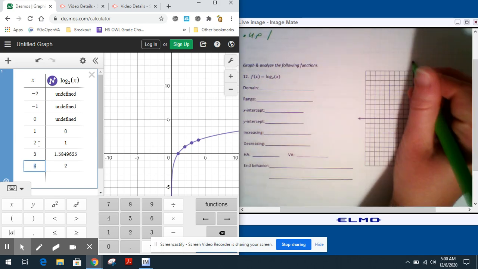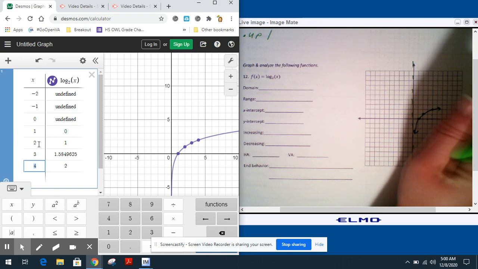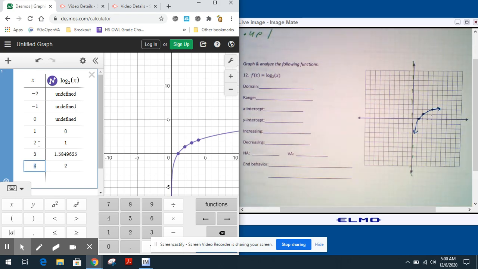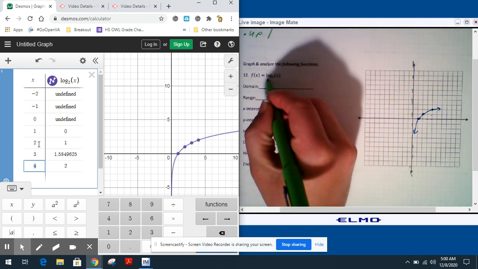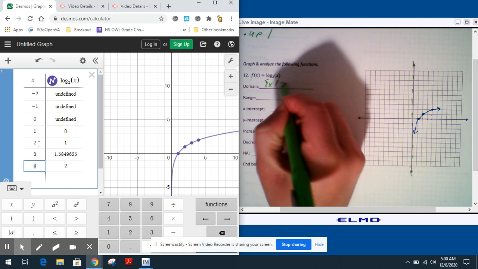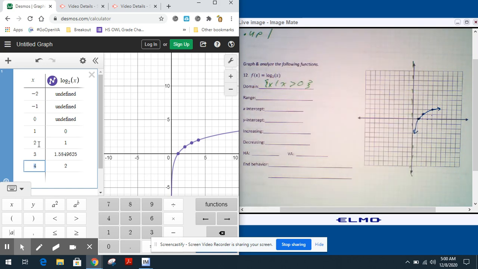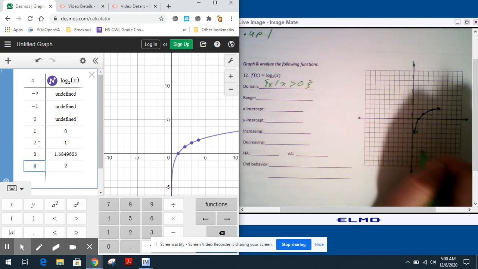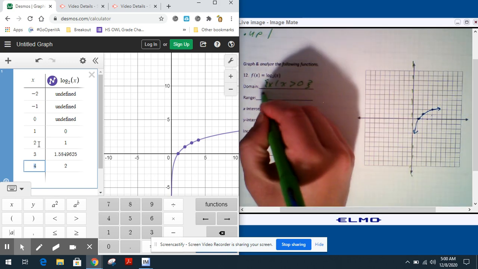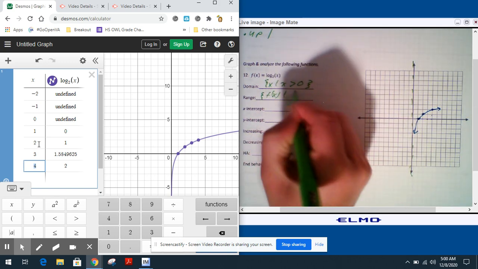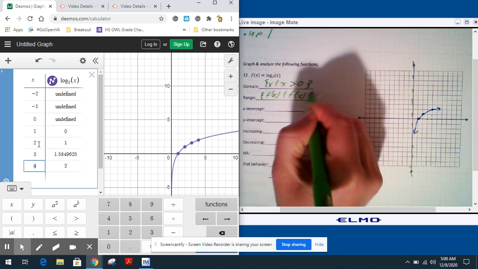We're going to have a vertical asymptote at x equals 0, and we kind of know that because that's where our undefined is. So our domain is going to be x such that x is greater than 0. We have a domain restriction. Our range, we can go down forever, we can go up forever. It's going to be f of x such that f of x is an element of all the real numbers.